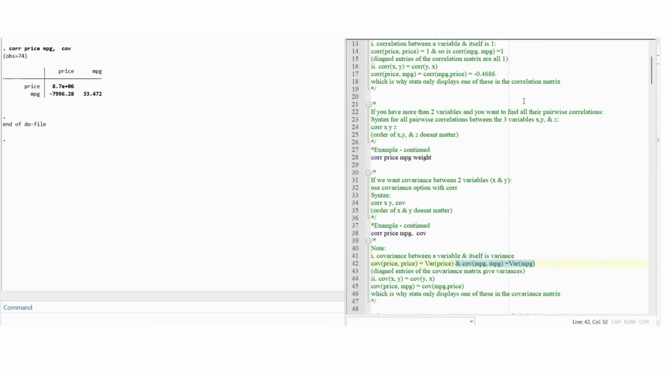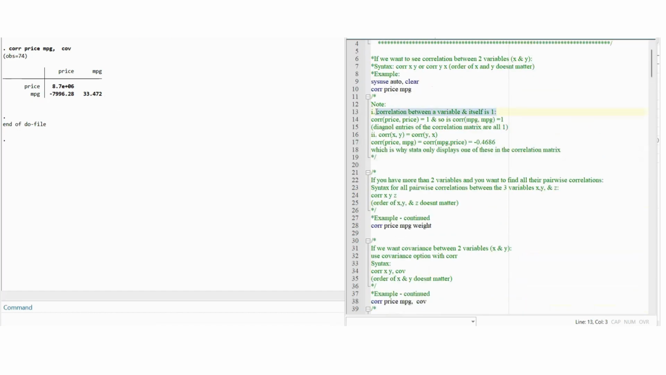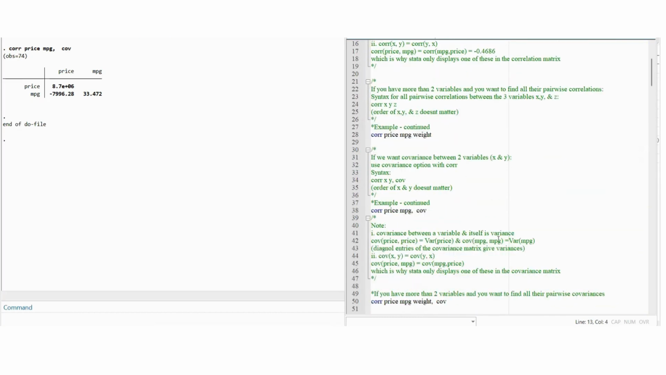When we're looking at the correlation matrix, we talked about how correlation between a variable and itself is 1. When we're looking at the covariance matrix, we need to remember the covariance between a variable and itself is the variance. So the diagonal entries in the correlation matrix are 1, but the diagonal entries in the covariance matrix give us variances.